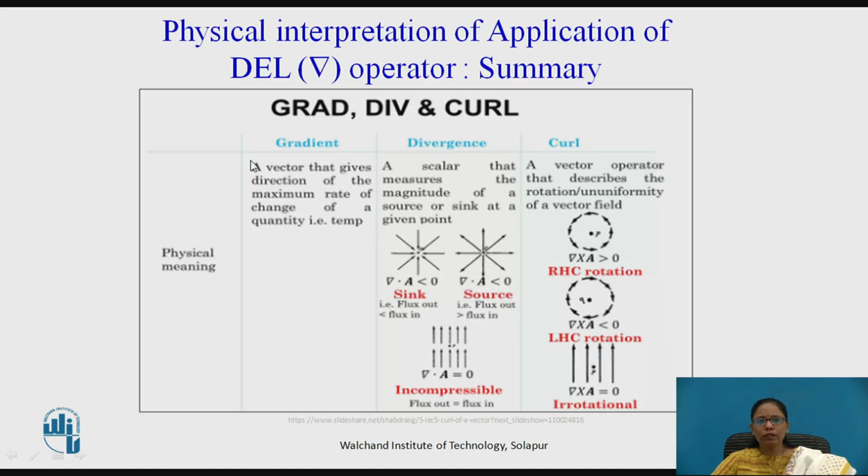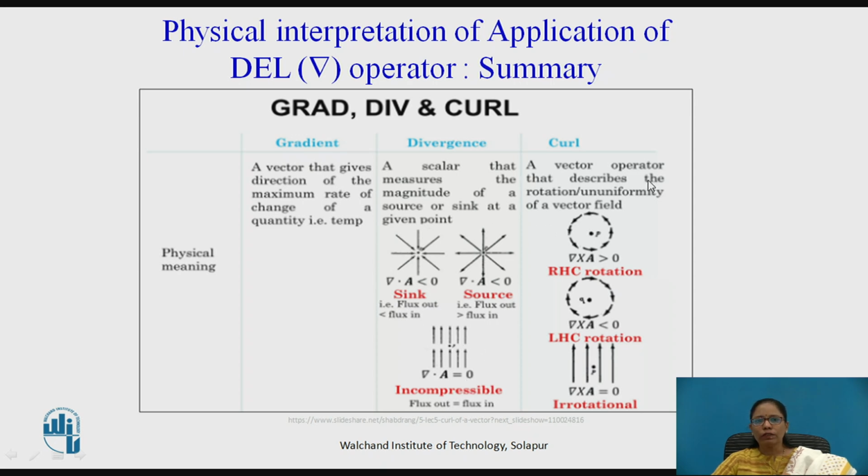So this is the physical meaning of gradient, divergence and curl. Gradient is a vector in the direction of the maximum rate of change of a quantity. Divergence is a scalar magnitude, and it indicates the sink or source. So if it is sourcing, it is positive divergence. If it is sinking, it is negative divergence. Otherwise, it is zero divergence.